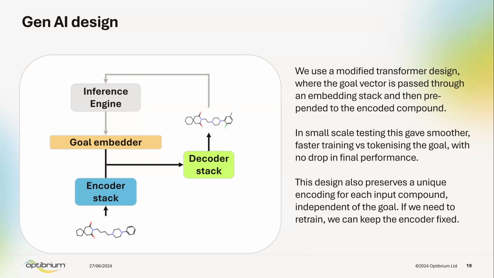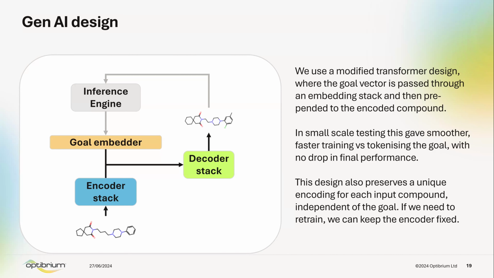The alternative is generally to convert that goal to, like, a string, a series of tokens, and then append that to the SMILES string, pass that whole thing through, and treat it as a text-based exercise. We've found that by doing this as a vector-based approach, this gives smoother, faster training, and we don't see any difference in the final performance. Also, by doing this as a separate step, it means we can preserve a unique encoding for each input compound, independent of what we're trying to do to it.